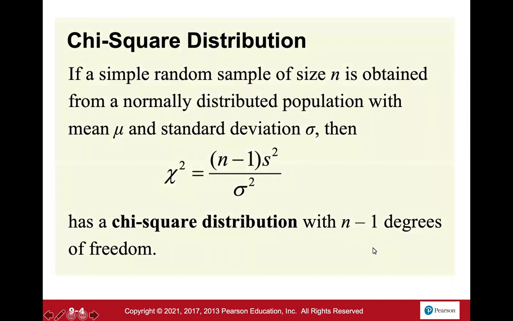So for the chi-square distribution, if a simple random sample of size n is obtained from a normally distributed population with mean mu and standard deviation sigma, then chi-squared is equal to our degrees of freedom, n-1, times our sample variance s squared, divided by our population variance sigma squared. And this is a chi-square distribution with n-1 degrees of freedom.